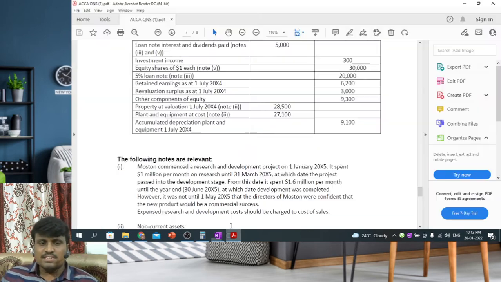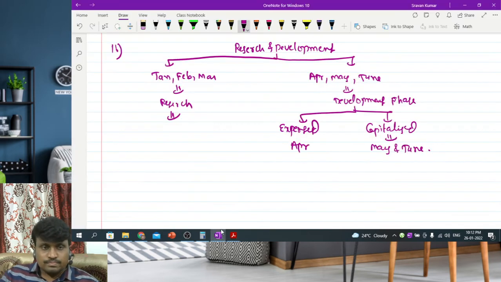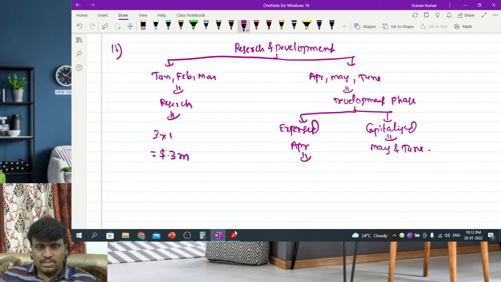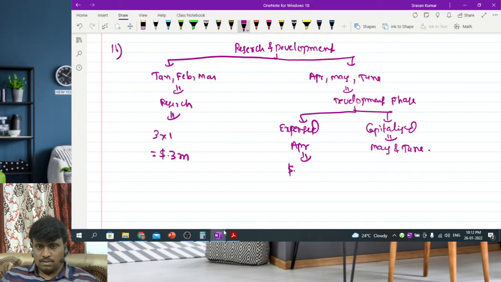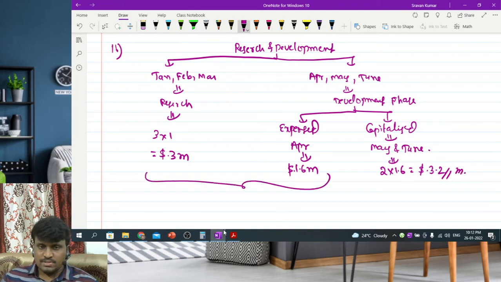Then what about the research phase? On research, they spend 1 million per month. How many months? 3 months. 3 into 1 equals $3 million. And for the development phase, April at 1.6 million. How much amount is capitalized? 2 into 1.6 equals $3.2 million. So how much amount is expensed?